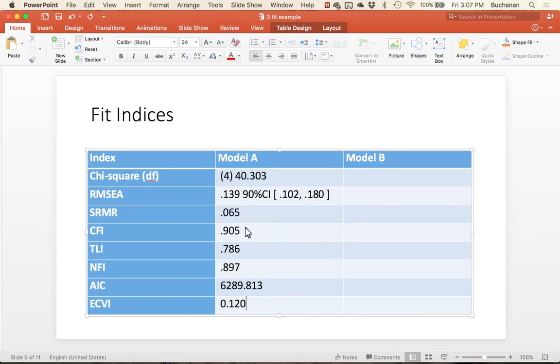So overall, what would I say about this model? It's okay. Right? RMSEA is no good. SRMR is good. CFI is acceptable. TLI is not. NFI is probably acceptable. And then these two I'm going to use for model comparisons. So I really have a mixed bag.